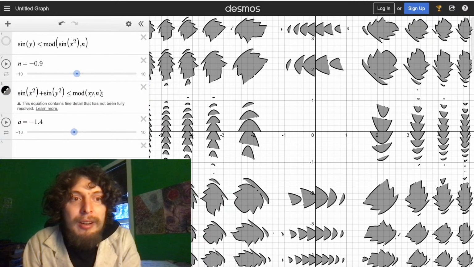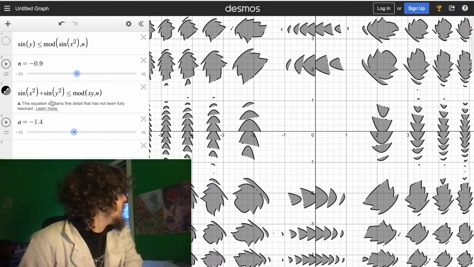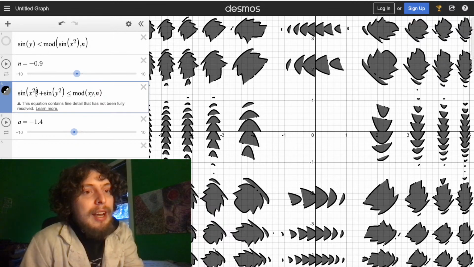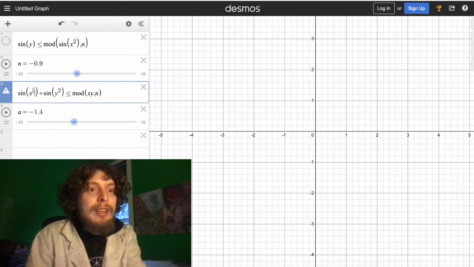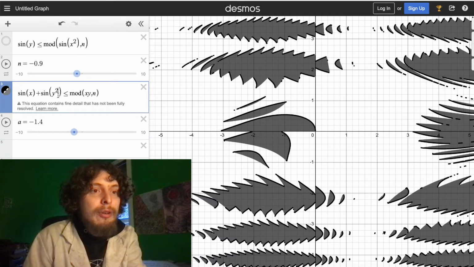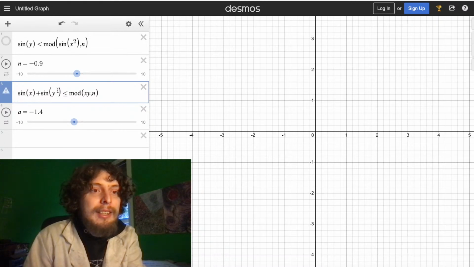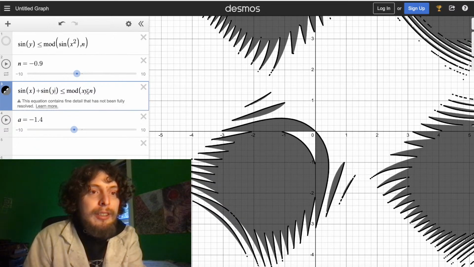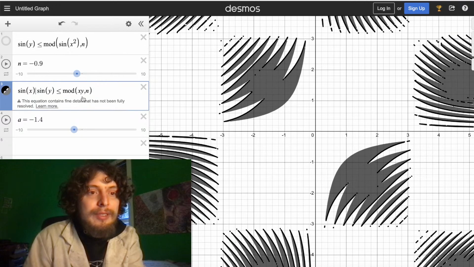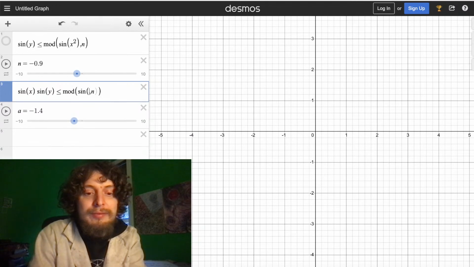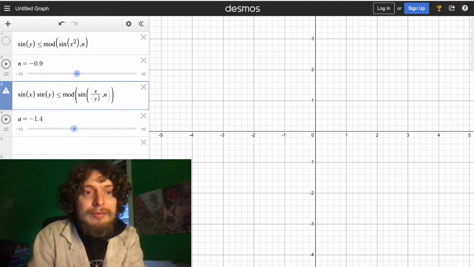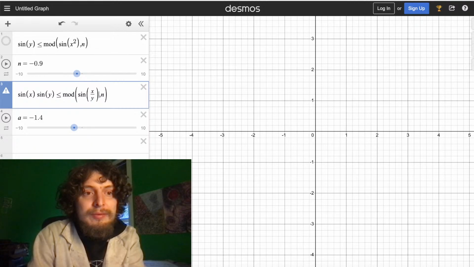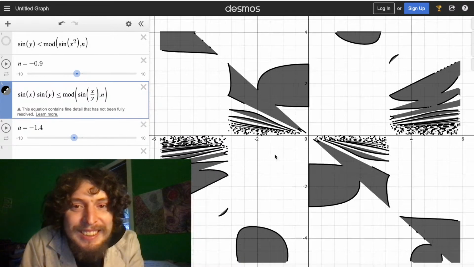Okay. What about another classic? Over there we had sine of x times sine of y equals sine of x over y. And I don't know if that's going to fully work here, but we can try. This is wild.